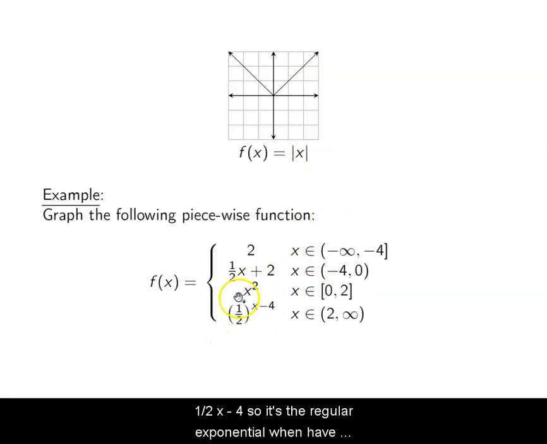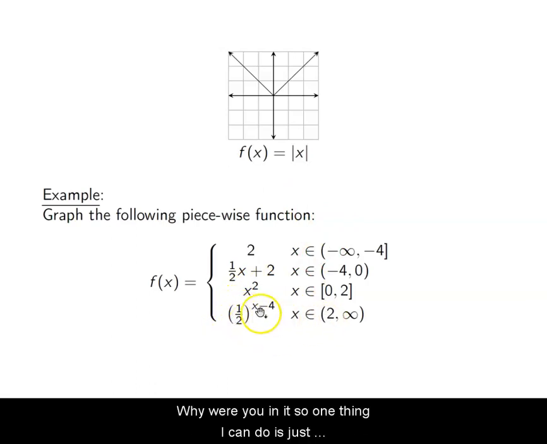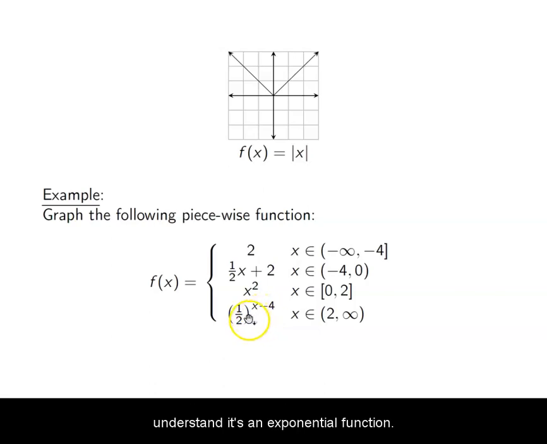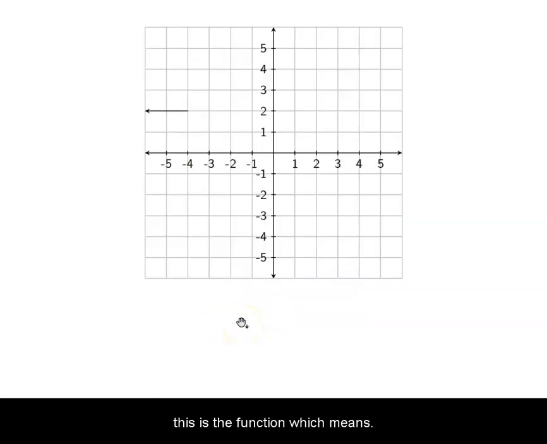So it's a regular exponential 1/2 function, but shifted to the right by 4 units. So one thing I could do is just understand it's an exponential function and plug in my boundary, right? What happens when I plug in 2 here? I get 2 minus 4, which is -2. So 1/2 to the -2 power is actually 4. I can do this in my head, but if you need to write this on paper, that's fine. So at 2, I have an output of 4 because this is the function, which means that I have a point in common here.